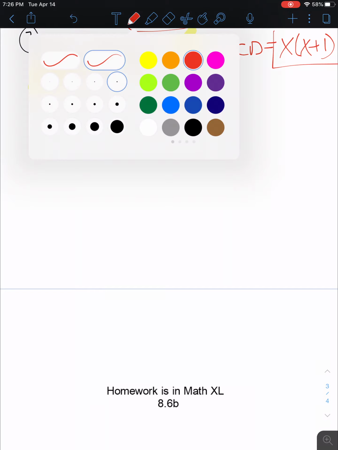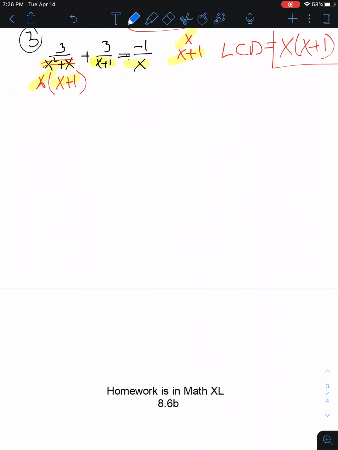Having established that, then I'm going to go back in and multiply by x times x plus 1. Same thing we did on the last one. X times x plus 1 and x times x plus 1. Okay, the x's will cancel in this first term. The x plus 1's cancel. So I'm left with just, let's go to a different color, we'll go to orange here, just that 3. So we'll write 3 down here for the first term.